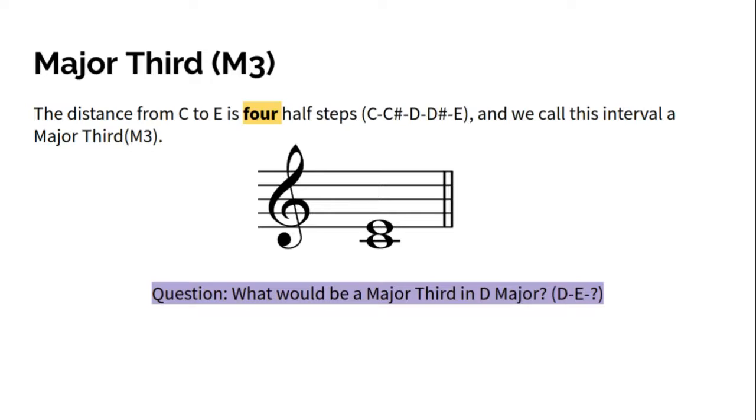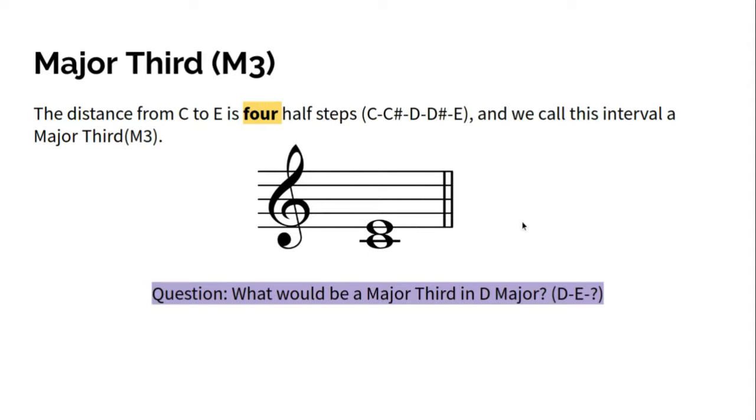This is a major third. The distance from C to E is 4 half steps. We could also say it's 2 whole steps. And we call this interval a major third. So here's note number 1, up a space is 2, up another line, 3. 1, 2, 3. So here we have a third, and this is going to be our major third since we're in C major.